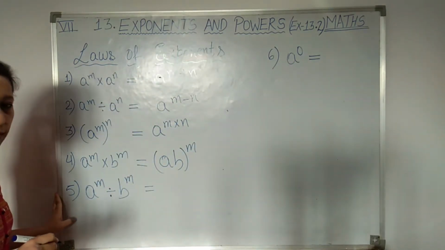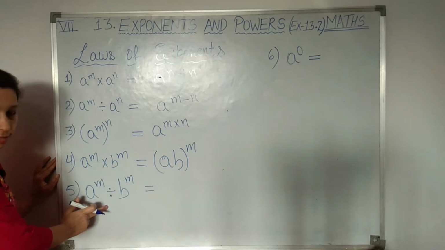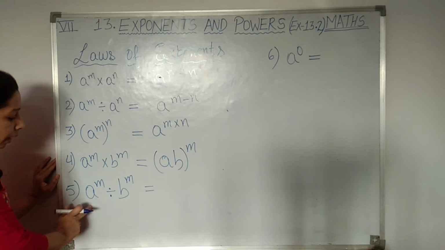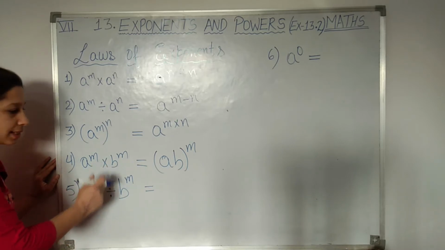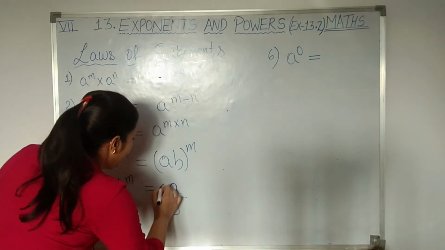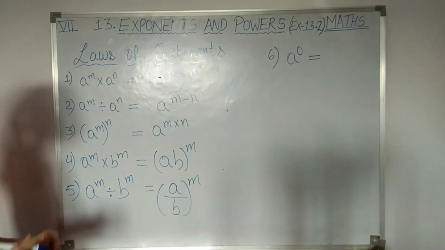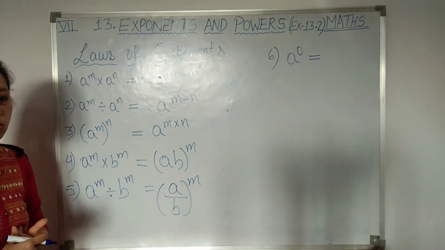power m. Clear students? Then here again same condition, instead of multiplication division is given, the bases are different and the power is same. So we are going to divide a with b, and this whole raised to the power m, meaning again we have taken the power common here. I hope my explanation is clear to you, students.